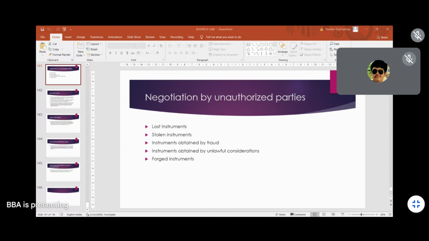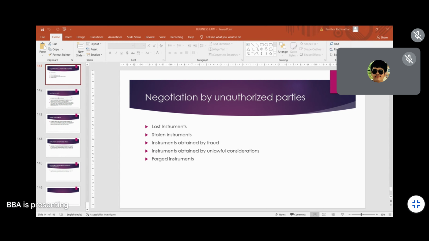Now, the next topic is negotiation by unauthorized parties. Okay. So hardly, I'll take 20 minutes of class. After that, I'll let you go. Okay, fine. So, negotiation by unauthorized parties. Now, who are known as unauthorized parties? And what happens to the documents handled by them?